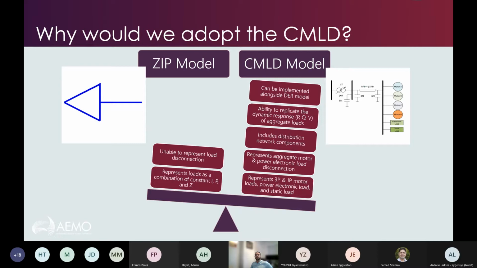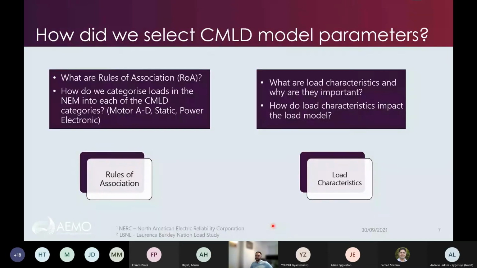It's just a time-consuming, hair-pulling-out-of-my-head process. But the team's got there two years later, so we're very happy with that and happy to be finally rolling it out. So in terms of how we select the composite load model parameters, there are two key things. One is the rules of association, and number two is the load characteristics themselves. I'll try to go through these few questions that you see here.